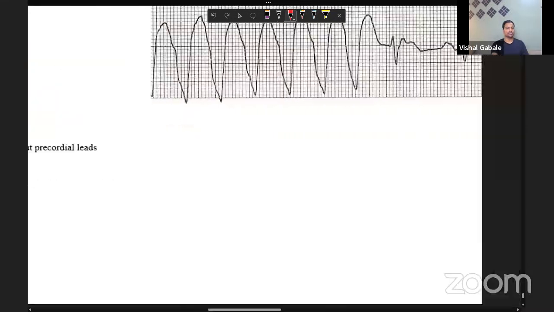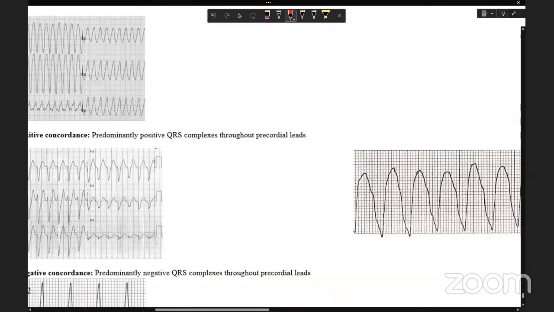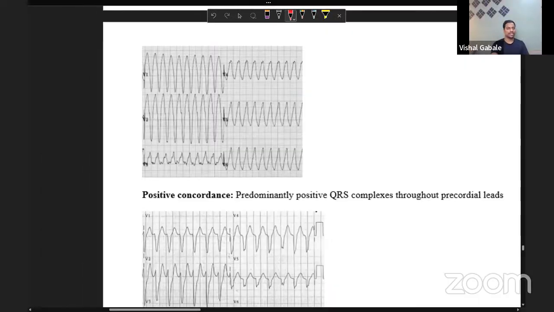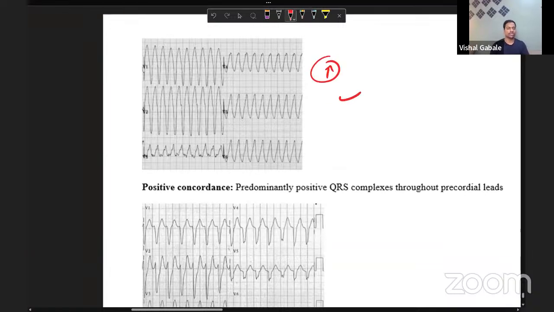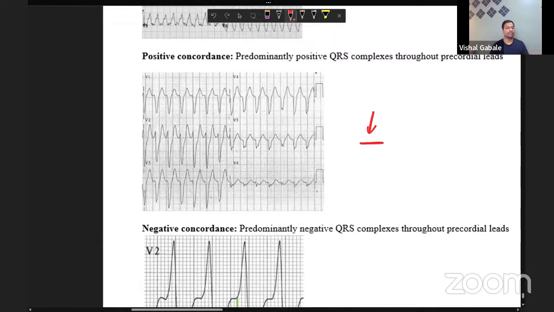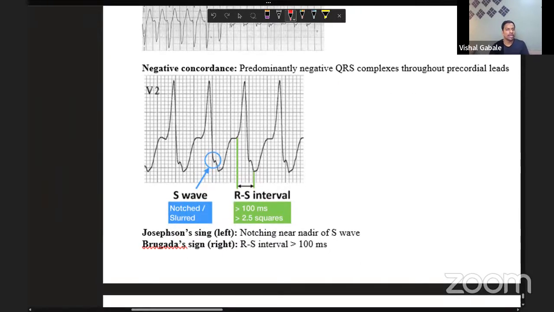So let's see those features quickly. Here you can see all the waves are in a positive direction, therefore it is called positive concordance. Here you can see all the waves are in a negative direction, therefore it is a negative concordance. So this is nothing but ventricular tachycardia, guys. I'm just telling you the features that you should know while identifying ventricular tachycardia. Now, this is also a positive concordance, right? But also here you can see during the S wave, there is a notch. So what is this notch over here? This notch is called the Josephson sign.